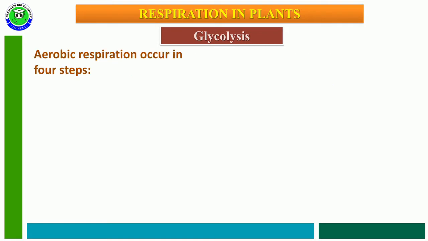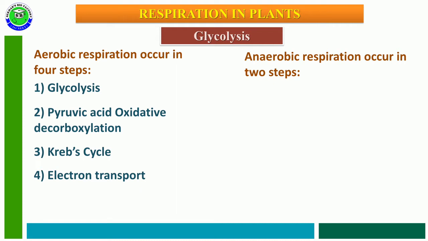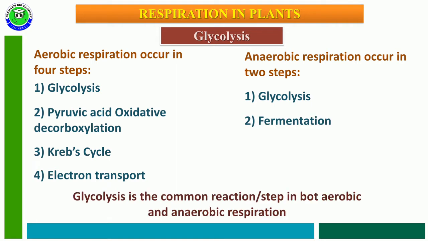Aerobic respiration occurs in four main steps. The first step is glycolysis. The second step is pyruvic acid oxidative decarboxylation, also called link reaction. The third step is the Krebs cycle. The fourth step is electron transport. But anaerobic respiration occurs in two steps: one is glycolysis, the second step is fermentation. In both aerobic and anaerobic respiration, glycolysis is a common step we can observe.